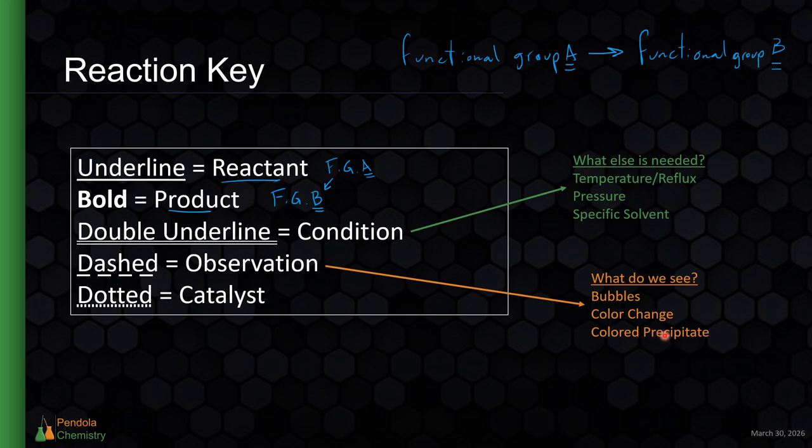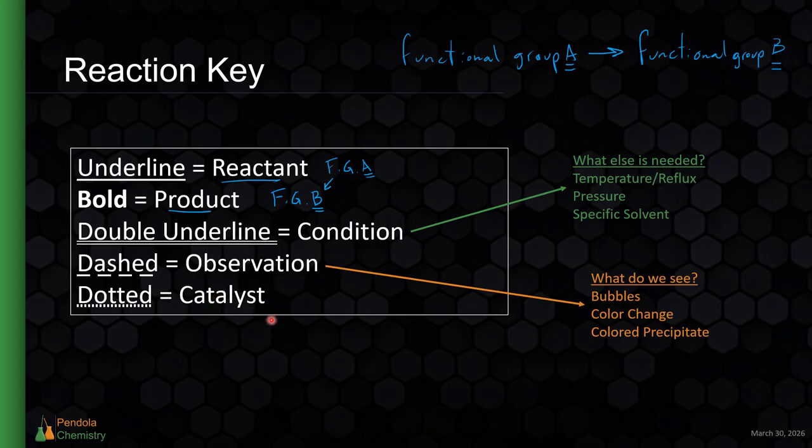So anytime we have a precipitate, remember, a precipitate is a solid created from aqueous solutions. Is there a colored precipitate? Is there a blue precipitate or a white precipitate? Be specific. So what do we see? Those are observations, and they're going to be with a dashed line underneath them.